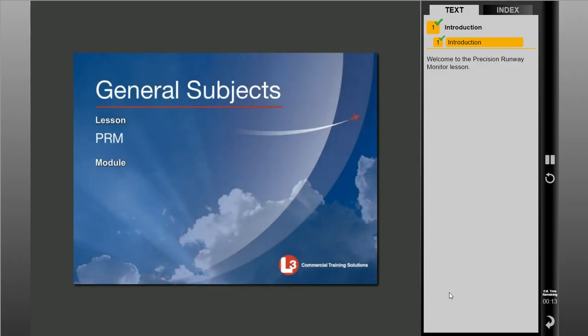Welcome to the Precision Runway Monitor lesson. This lesson discusses the requirements and procedures used during Precision Runway Monitor, or PRM, approaches.